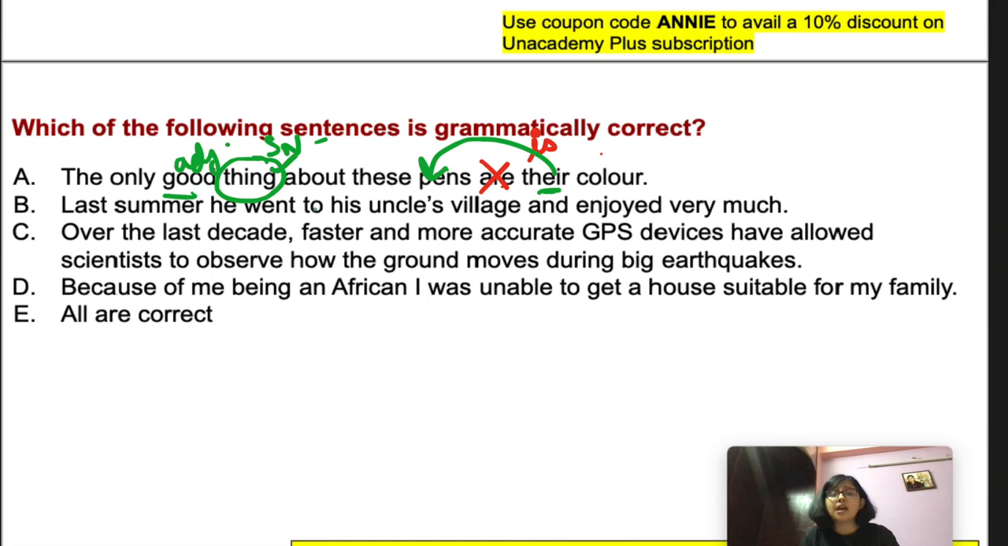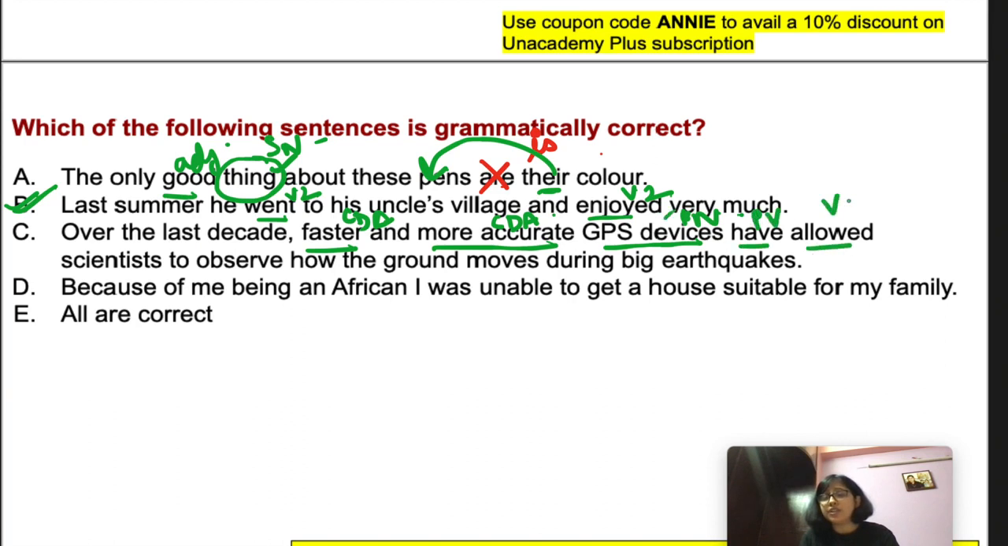Okay, last summer he went to his uncle's village and enjoyed very much. Last summer he went, V2, simple past tense, went where? To his uncle's village, and enjoyed, again V2, enjoyed very much. So this one is correct. This sentence is correct. Next, over the last decade, faster and more accurate GPS devices. GPS devices, plural noun. More accurate, comparative degree of adjective. Faster, comparative degree of adjective. Correct. Have allowed. Now devices is a plural noun, so a plural verb has been used.